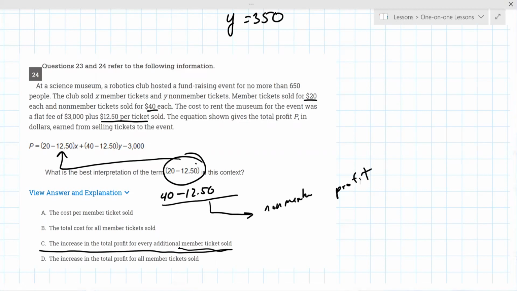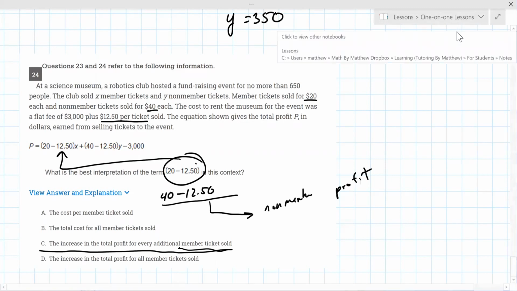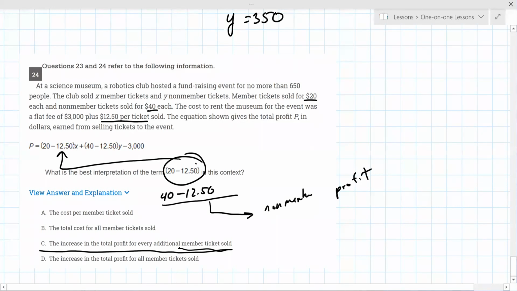How is it every additional? Where does every additional come in? Well, it's because it's being multiplied by X. I mean, it probably should say that. Yeah, X. That's why I was like, but it doesn't. I mean, they kind of. Okay.